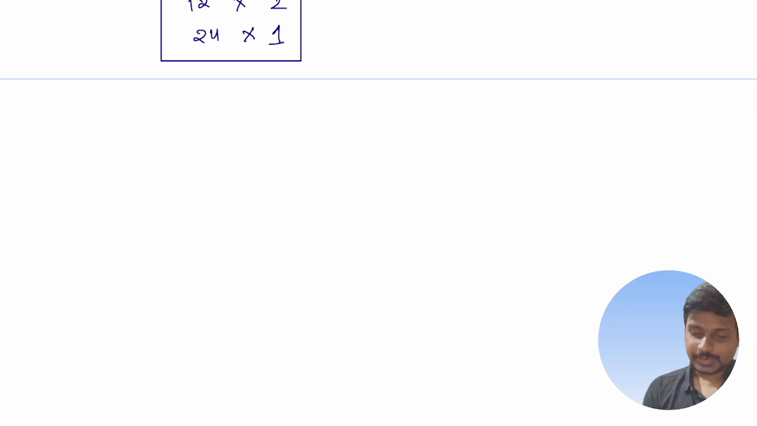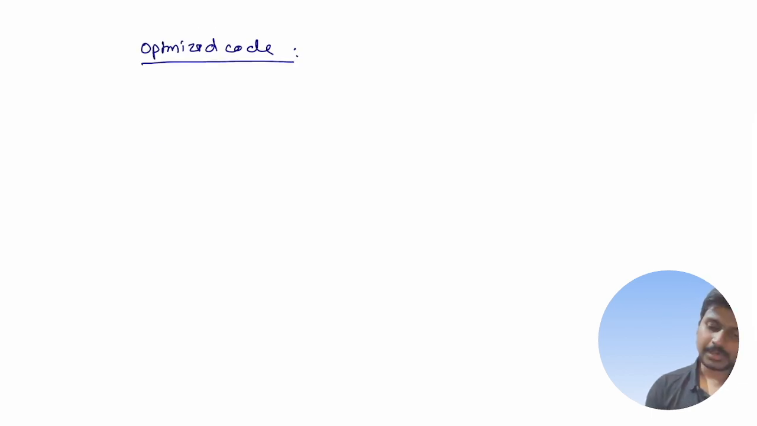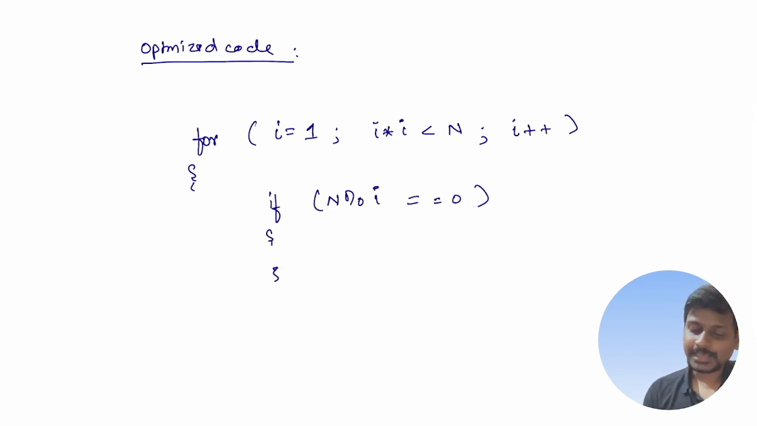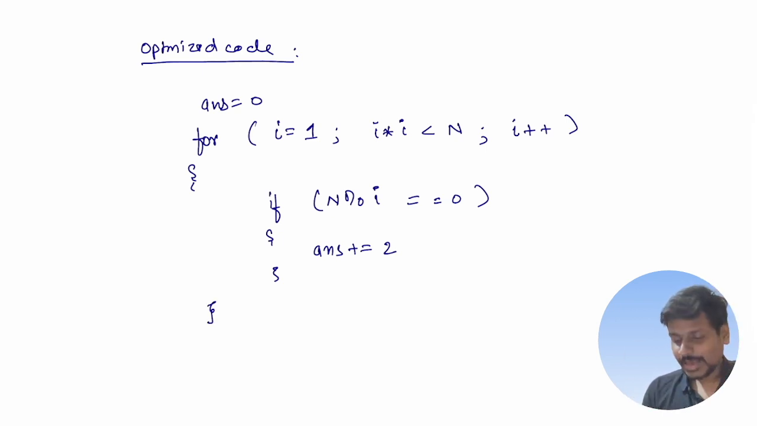So let's apply these observations and modify our code. Now let's say this is the optimized code. What we can do is go from i equal to 1 till i squared is less than or equal to n, and then i plus plus. Here, if n % i is equal to 0, then we can simply increment our answer by 2, because we know there will be a pair which is already present, even though we are not getting to that number.